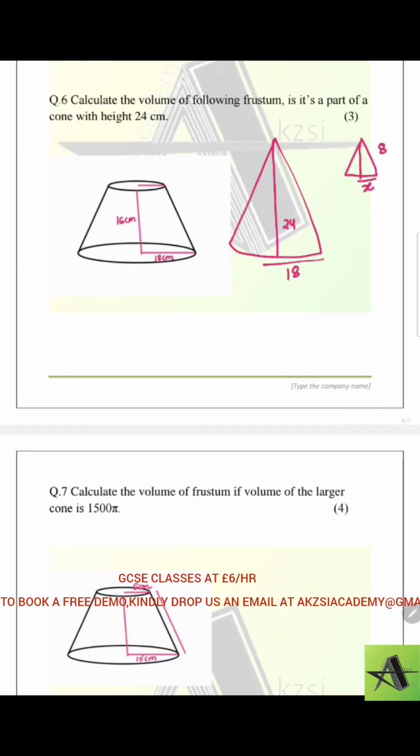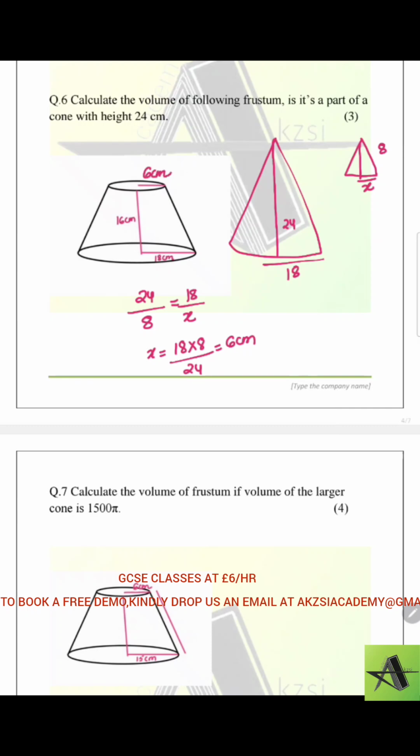Now I have to divide. So the height of the bigger cone over the height of the smaller cone equals the radius of the bigger over the radius of the smaller. Well, I can clearly see that the bigger one is 3 times the smaller, which means I can easily calculate the radius x, but still if we solve, it will be 18 times 8 over 24, which is 6 centimeters. So we have calculated this as 6 centimeters.